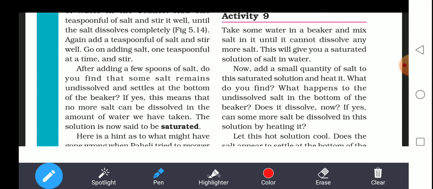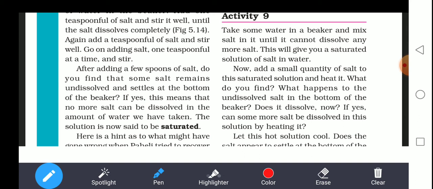Take some water in a beaker and mix salt in it until it cannot dissolve any more salt. This will give you a saturated solution of salt in water. Now add a small quantity of salt to this saturated solution and heat it. Supply heat here. What do you find? What happens to the undissolved salt at the bottom of the beaker? Does it dissolve? Yes.